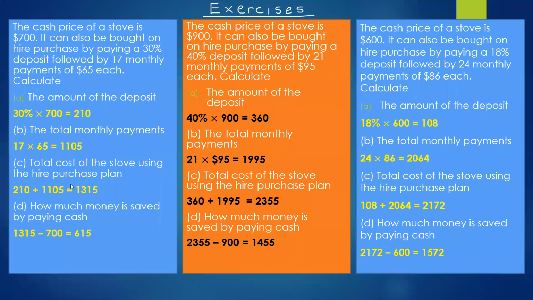For C, it says total cost of the stove using the hire purchase plan. You would have to add 210 plus 1,105, and that will give you 1,315. Good. D says how much money is saved by paying cash. So you have to subtract 1,315 from 700, and that will give you 615. Thank you. Very good, Moesha.